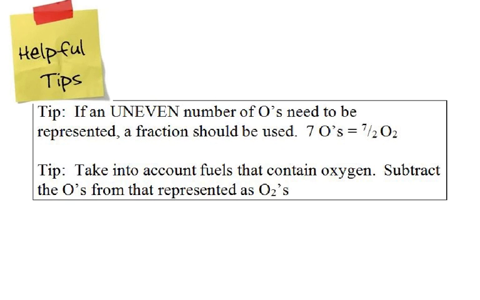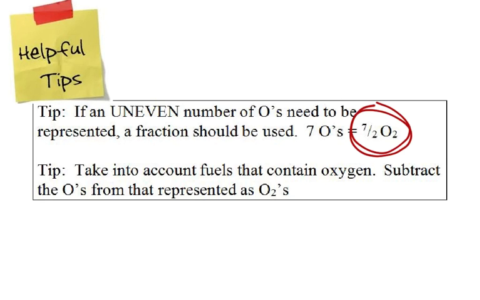So the tips we said here is besides the normal kinds of equations, don't forget that if you have an uneven number of oxygens, so we saw where we had 7 oxygens on one side, you're going to need to use a fraction. So 7/2. Or you could go back and double the entire equation. Both of those are fine.